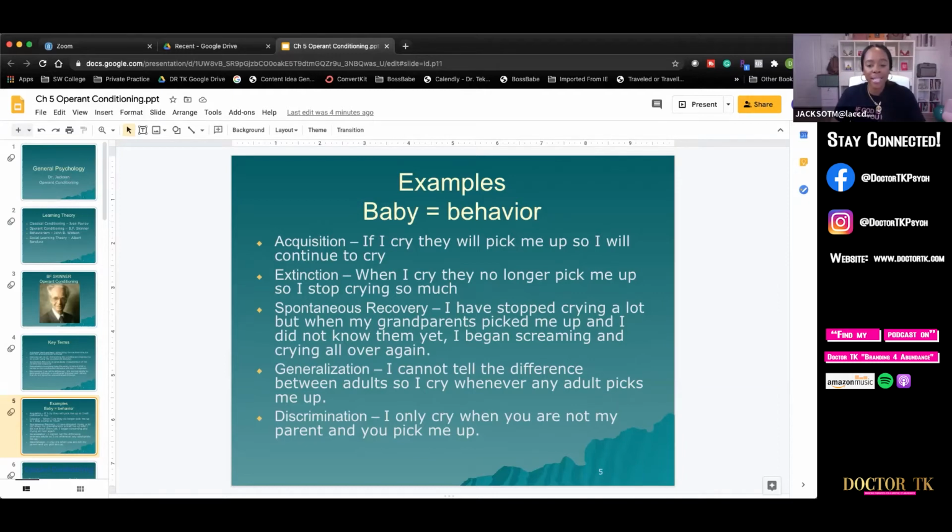The third one, spontaneous recovery. So let's just say you taught me how not to cry unless I need something, and I stopped crying a lot. However, you send me to my grandparents' house this weekend. My grandparents have not been taught everything that you've done with me. So I go over there and I just cry and I realize, oh, they pick me up every time. So my grandparents picked me up. I didn't know them yet, so I began screaming and crying all over again. And then I realized, oh, I can just do this and they'll pick me up. So I'm gonna keep doing it.